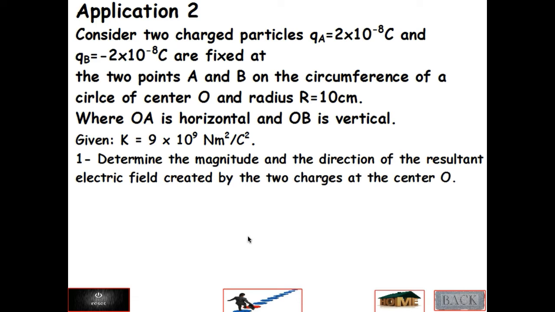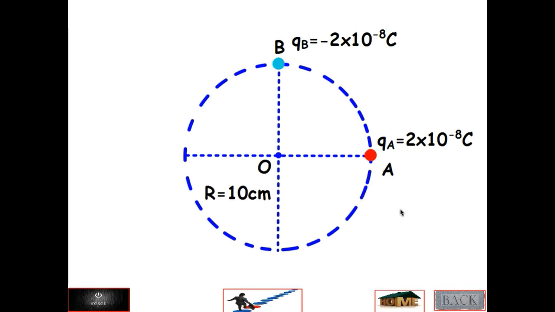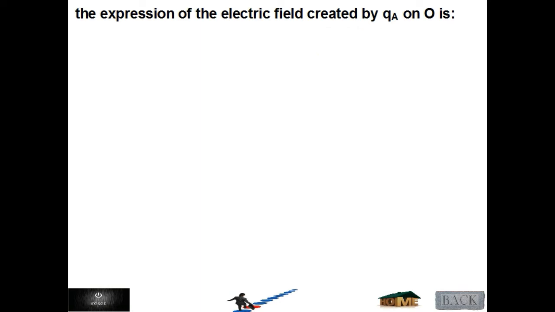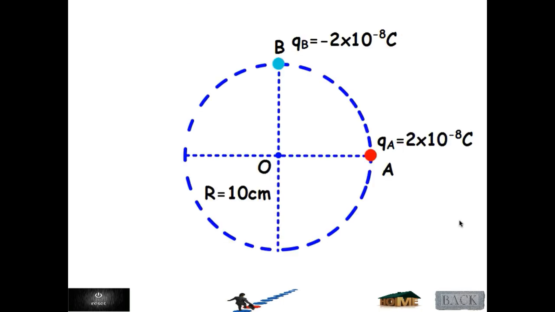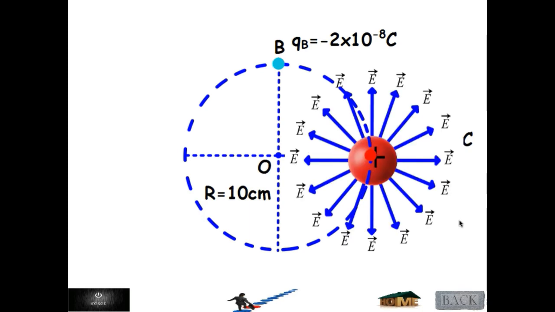Part 1. Determine the magnitude and the direction of the resultant electric field created by the two charges at the center O. Here I draw the circle and the two charges, QA, which is the red, and QB, which is the blue. We will start with the expression of the electric field created by QA on O. E_A on O equal to k QA over r square u_AO. Why u_AO? QA is positive, 2 times 10 to the power minus 8 coulomb, and we know that positive charges have a centrifugal electric field.